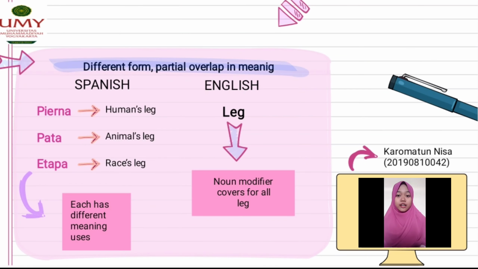The next interference is different form with partial overlap in meaning. In Spanish, we say a different name for a different leg. For example, pierna for a human's leg, pata for an animal's or furniture's leg, and etapa for the leg of a race or trip. On the other hand, leg in English covers all of these. It also works as a noun modifier.